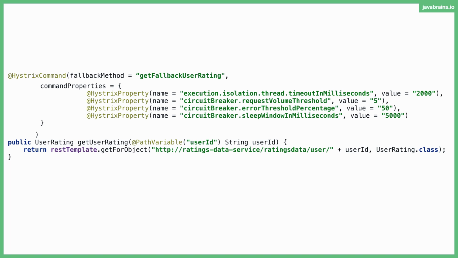All right. And then the final parameter that I have here is sleep window in milliseconds. It's basically how long the circuit breaker is going to sleep before it picks up again. And the value is 5 seconds, which is 5,000 milliseconds.